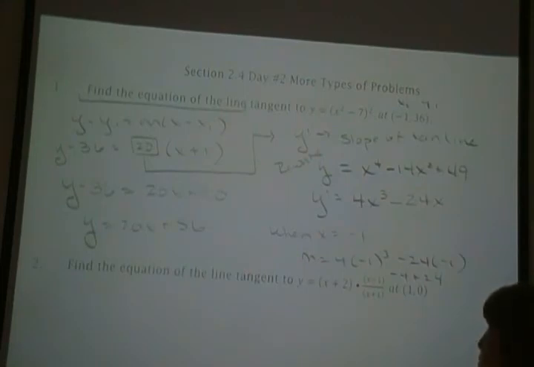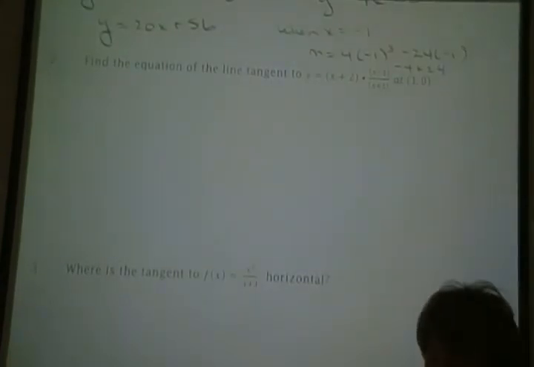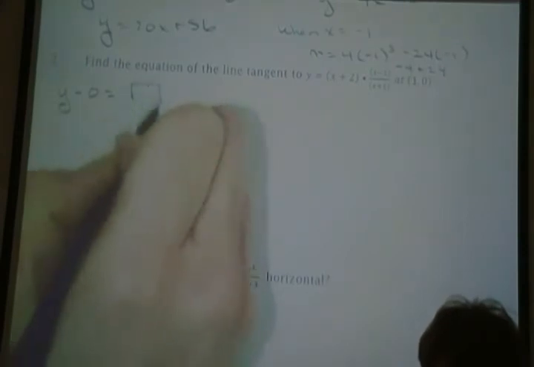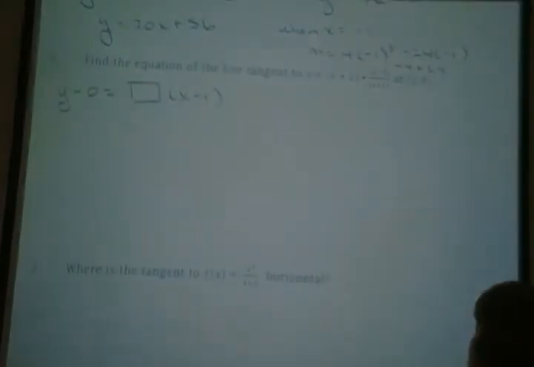So we use point slope. The derivative helps us get the slope. We got the equation of the tangent line. The same thing's true in number 2. I'm going to do the same thing, so I'm going to say y minus 0 equals some slope times x minus 1, all because I want the equation of the tangent line at this point. So I can do that really quickly.